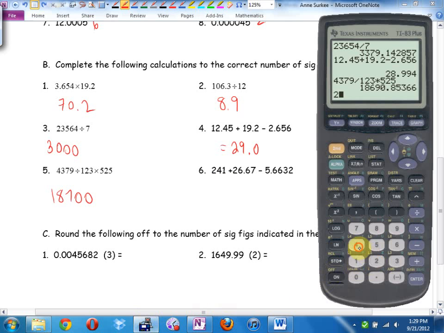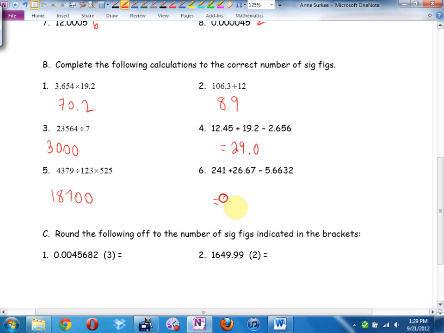So it's going to be 241 plus 26.67 minus 5.6632. I'm going to round off right to here. Oh, that's a 0, so the 2 will stay a 2. Final answer, 262.